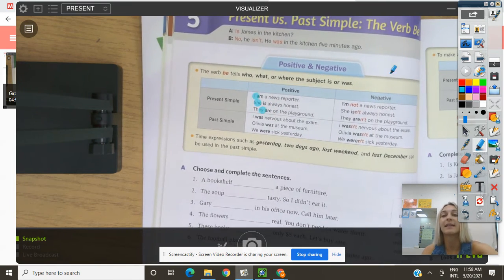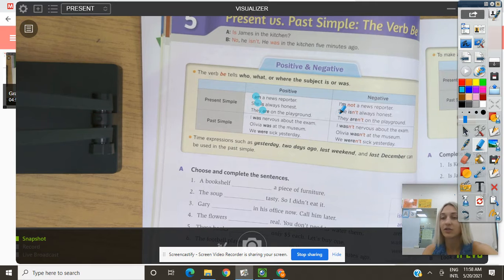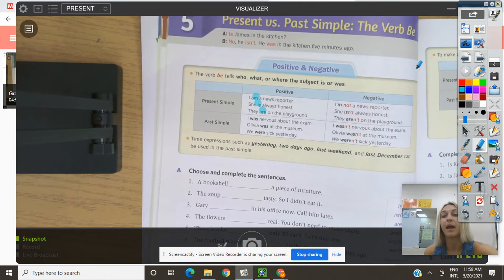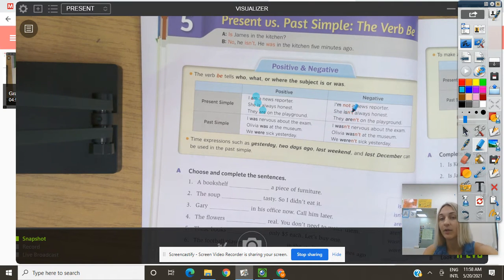Now, we need to make that negative. If it's not true, we add not after the verb. I'm not, she isn't, they aren't. Now, if you want to make this contraction here, this is the same as saying she is not. You can make the contraction with the apostrophe in the middle, or you can just write she is not. It doesn't matter to me.